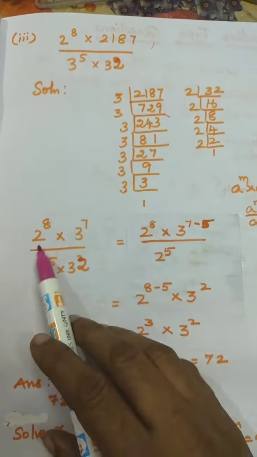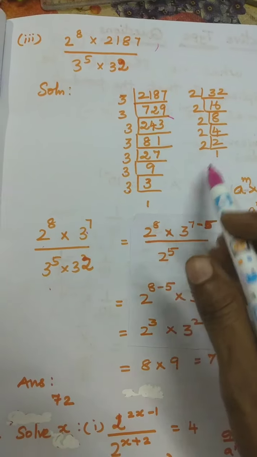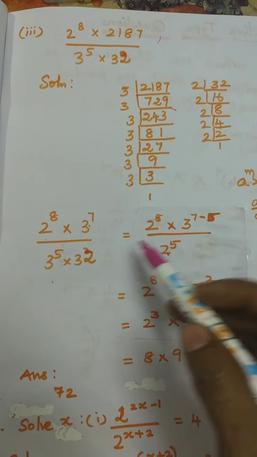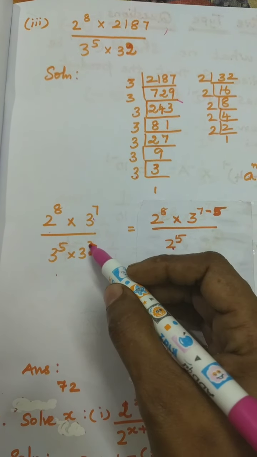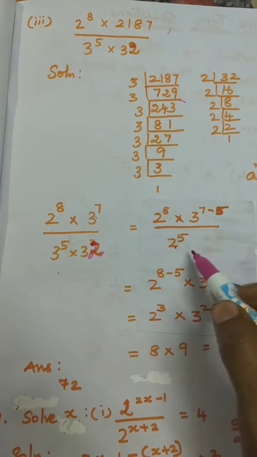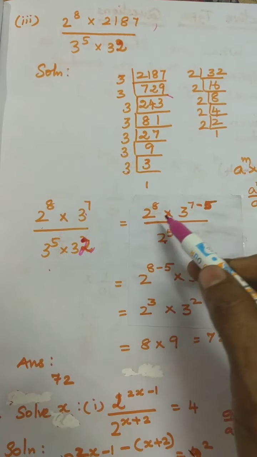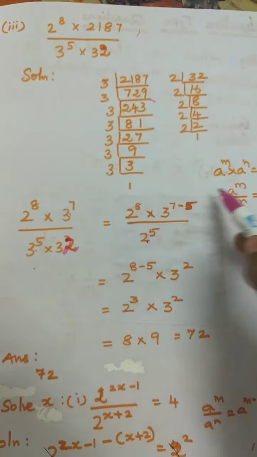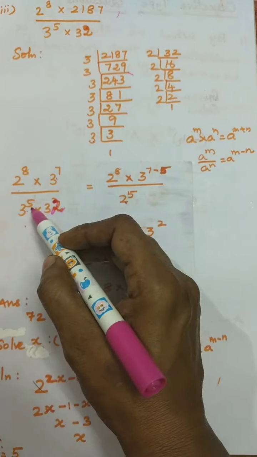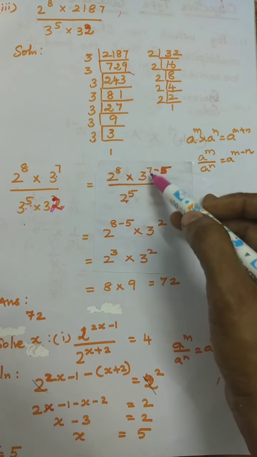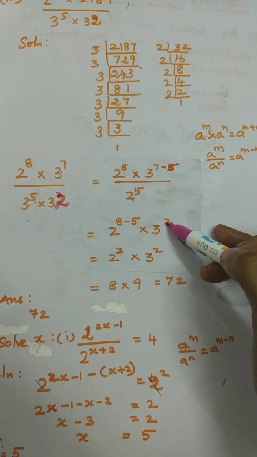So you have to substitute here 2 power 8 into 3 power 7 divided by 3 power 5. Then 32 is 2 power 5. Okay, I didn't write 32, and in the next step we'll write it. That is 2 power 8 into, you have to use a power m by a power n equals a power m minus n formula. You have to bring this 5 to the numerator. So 3 power 7 minus 5.